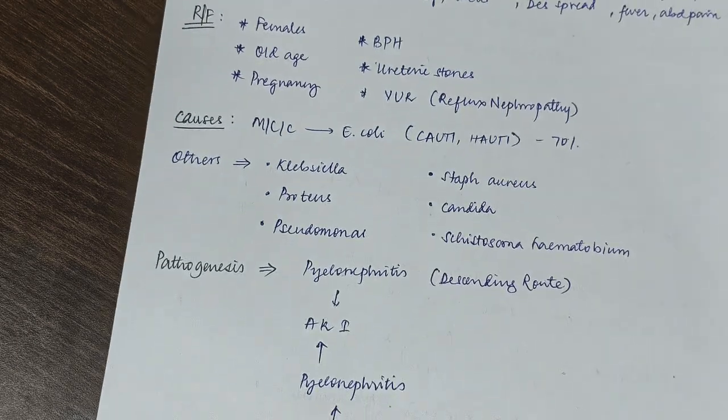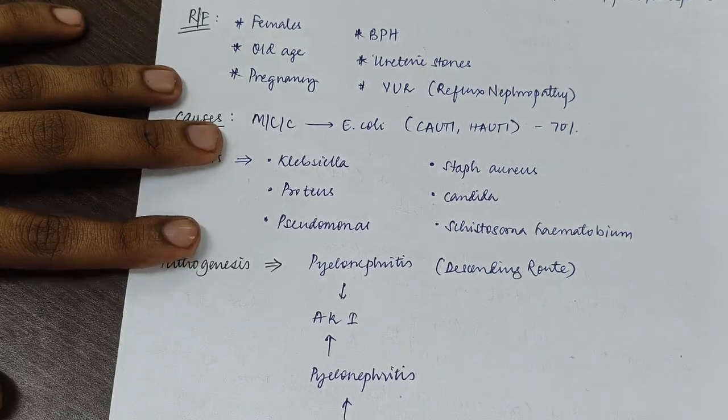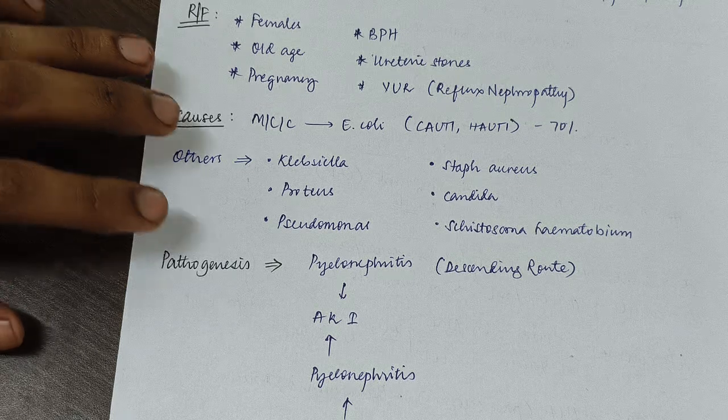Causes, most common cause is E. coli, that is both community acquired and hospital acquired. 70% cases is by E. coli. What are the other causes? Klebsiella, Proteus, Pseudomonas, Staph aureus, Candida, Schistosoma haematobium, all these.